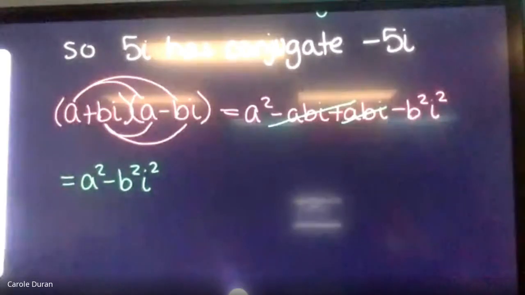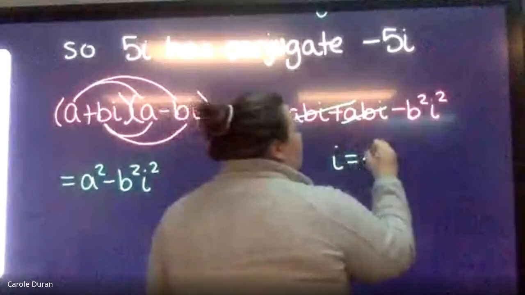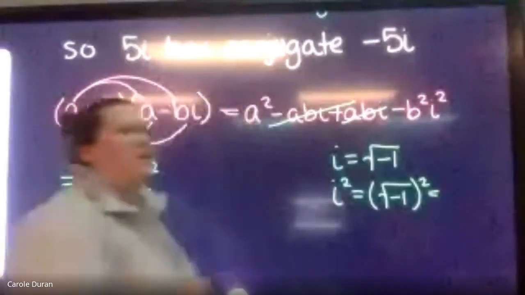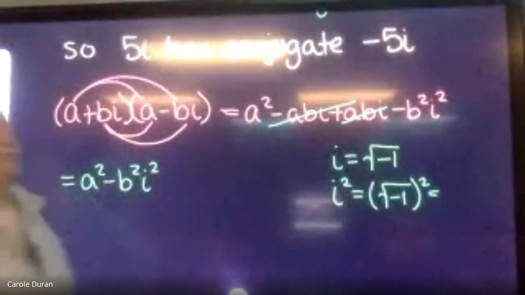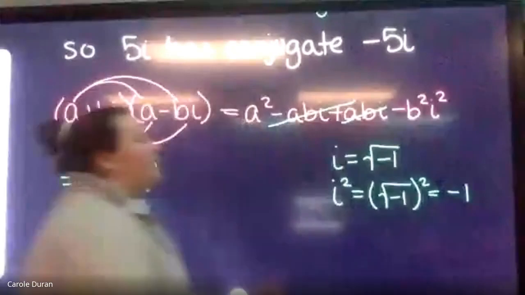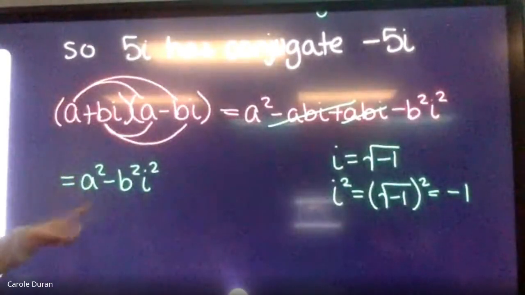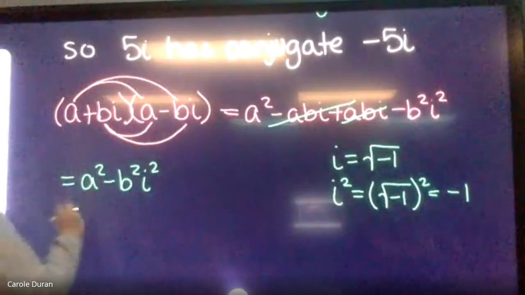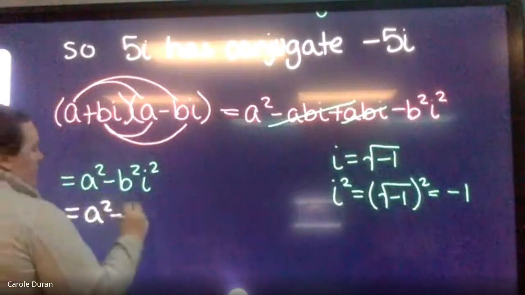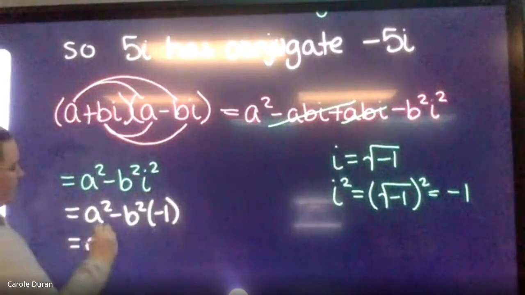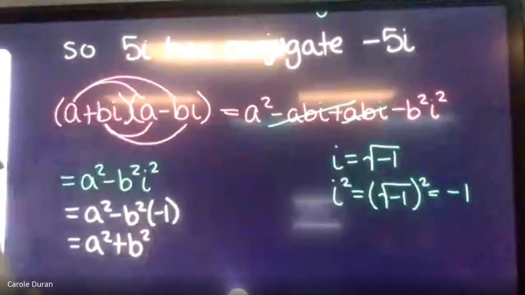Okay, so i is equal to the square root of negative 1, which means i squared is equal to the square root of negative 1 squared, which equals negative 1. So to continue reducing this, I'm going to replace my i squared with negative 1. And when I do, I get a squared minus b squared times negative 1, which turns into a squared plus b squared.